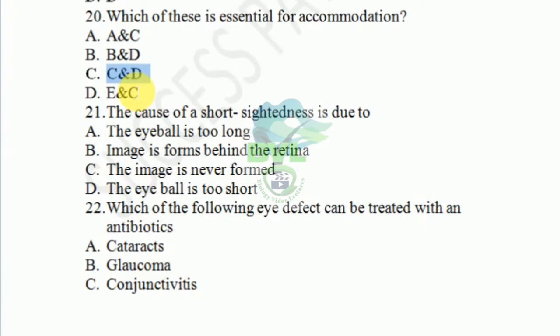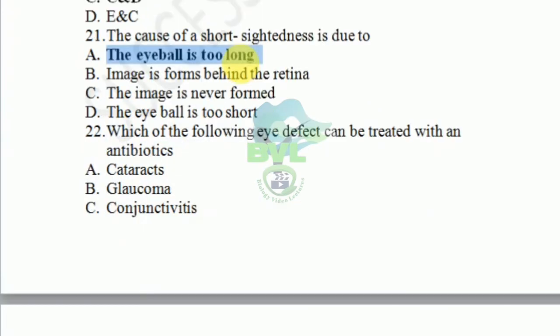Okay, now at this juncture, I believe you've learned something, so you are meant to be answering this by yourself. So pause the video and see if you can answer this. Have you paused it? Okay, now the answer is the eyeball is too long. You'll be seeing some repeated questions now. Which of the following eye defects can be treated with antibiotics? I guess you pick the right answer.